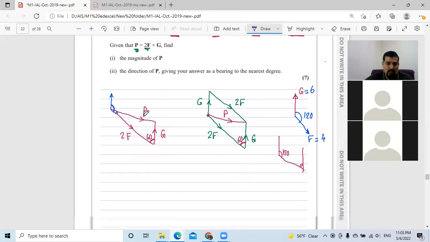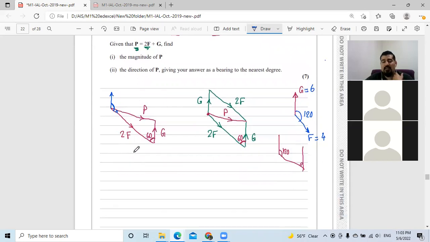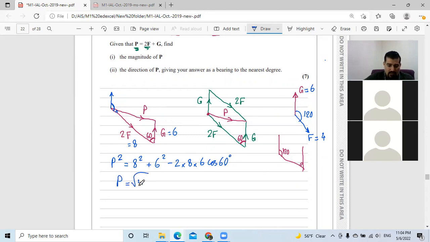So using the cosine rule, that means P, because the angle in front of it is 60 degrees. So I'm going to say that P squared is equal to the value of G, which is 6, and the value of 2F, which is 8. So P squared equals 8 squared plus 6 squared, minus 2 times 8 times 6 cosine 60 degrees. Using the calculator, P equals the square root of the whole thing, which is 52, and the answer will be 7.2 Newtons. This is part I.